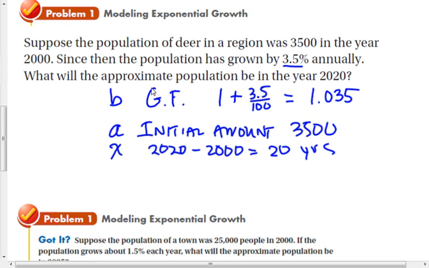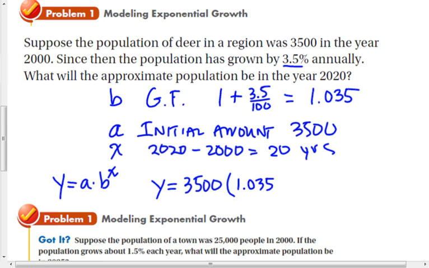So now we're just going to substitute into this exponential growth equation. Our y is our answer. Our a is our initial amount, which is 3,500. Our b is our growth factor, which is 1.035. And that means we're going up by 3.5%. And then our number of years is x, so we need to put a 20 there.